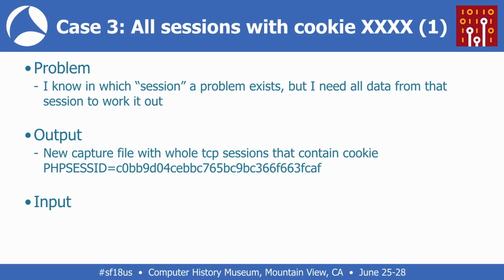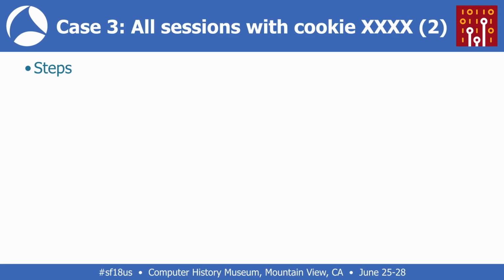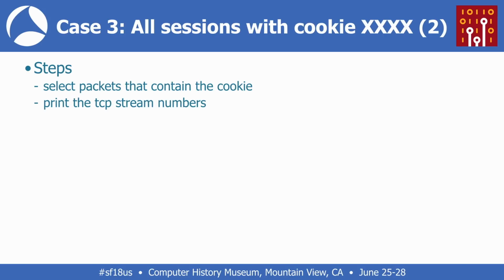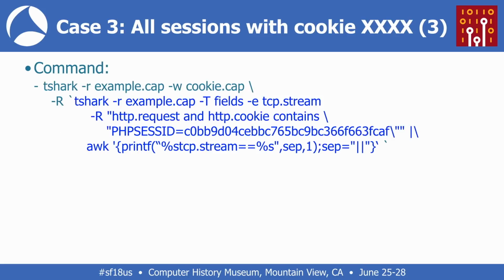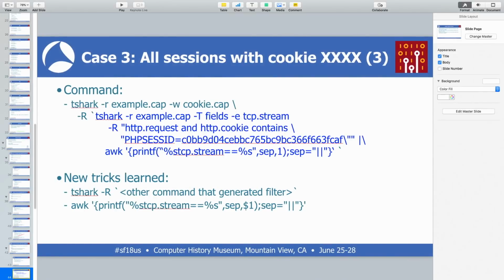So the input file is again an HTTP traffic file. And the steps I need to do is, I'm going to select the packets that contain the cookie. I'm going to print the stream numbers for those packets. Then I'm going to create a new filter based on the stream numbers and use that filter to extract all the TCP sessions from the trace file. And of course I'm going to save them to a new capture file. Let's see how we can work that out.